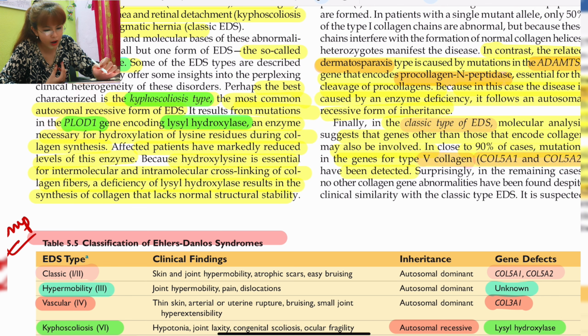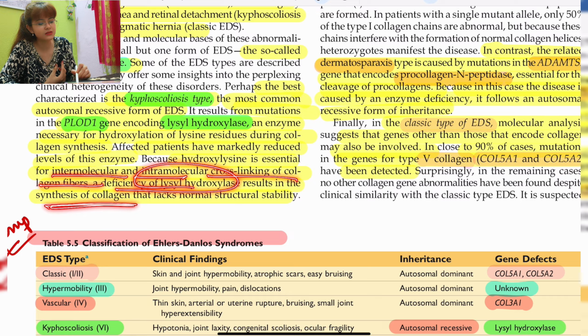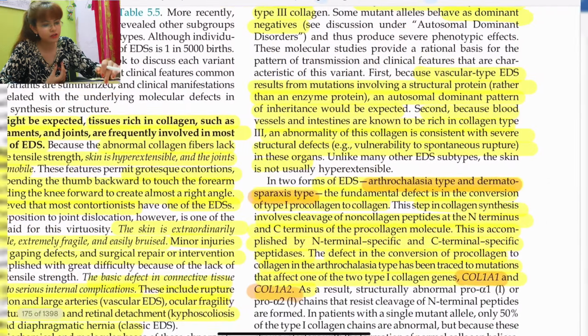The gene is PLOD1. This enzyme is necessary for hydroxylation of the lysine residues in collagen synthesis, and therefore when this is defective, the collagen synthesis is defective. The affected patients have markedly reduced levels of this enzyme, and because hydroxylysine is essential for the intermolecular and intramolecular cross-linking of collagen, the deficiency of this enzyme results in the synthesis of collagen which lacks structural stability.